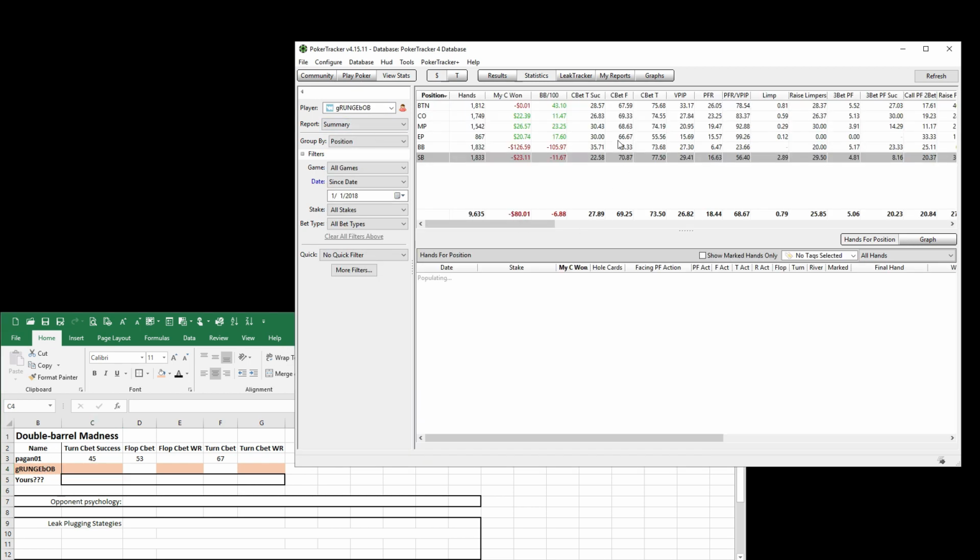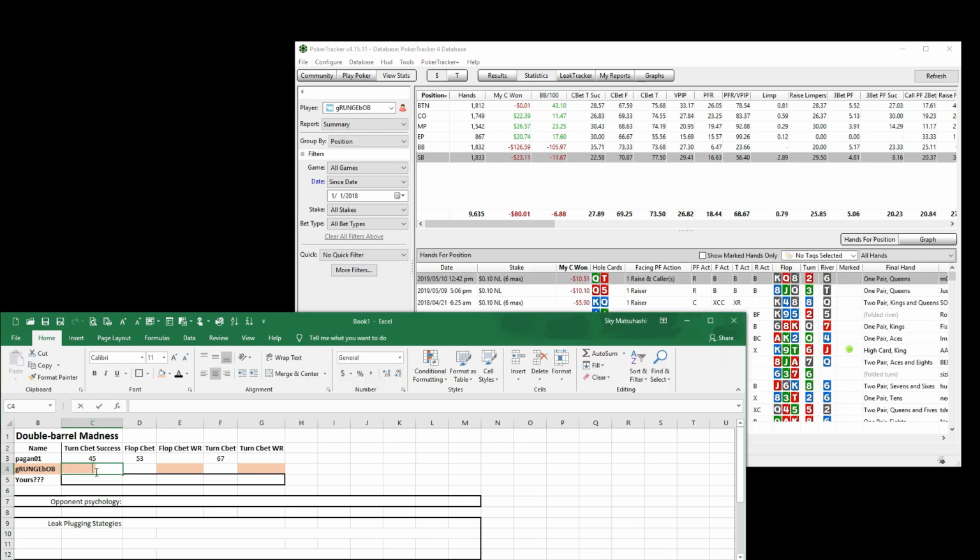Now, GrungeBob, his turn C-bet success is only 28%. Far lower, right? And then take a look at this. C-bet on the flop, 69 and then 74. This is what I'm talking about when I mention double barrel madness. This player loves to double barrel. 3 out of every 4 hands, they're throwing out that turn C-bet after they C-bet 70% on the flop, right?